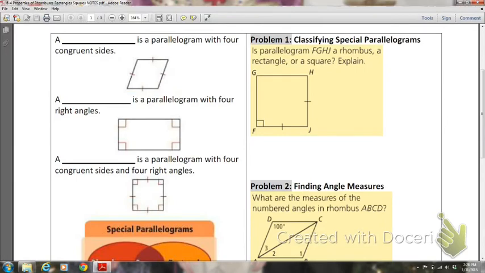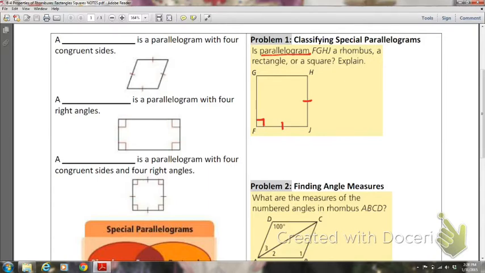In problem 1, we're classifying special parallelograms, and it asks, is parallelogram FGHJ a rhombus, a rectangle, or a square? And explain your answer. So let's look and see what it gave us. It gave us one right angle, and it gave us two consecutive sides that are congruent. So how can we use that information? We know that it is a parallelogram.